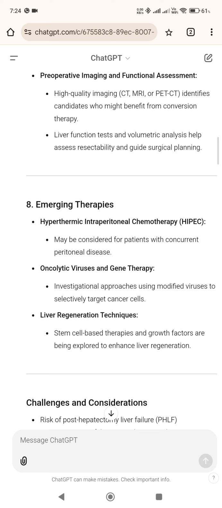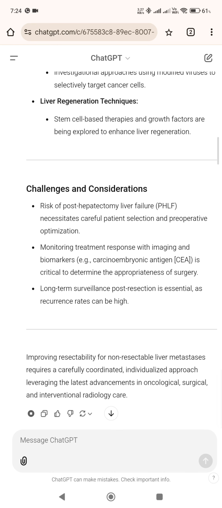Emerging therapies. Hyperthermic intraperitoneal chemotherapy, HIPEC, may be considered for patients with concurrent peritoneal disease. Oncolytic viruses and gene therapy are investigational approaches using modified viruses to selectively target cancer cells. Liver regeneration techniques: stem cell-based therapies and growth factors are being explored to enhance liver regeneration.